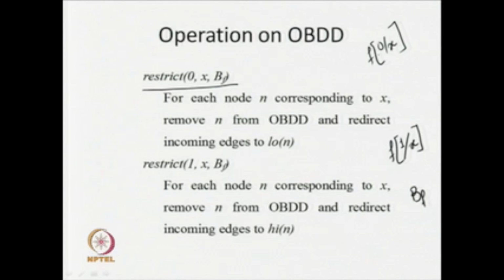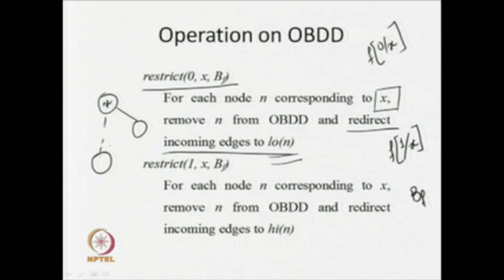So, what we are going to do in this particular case, we are going to look at all nodes corresponding to this particular label x. We will look for all nodes that are labeled x, and we will remove all such nodes n, and we will redirect the incoming edges to low of n, because we are restricting x to be 0. So, basically if I am having an x node over here and say these are your low and this is your high.